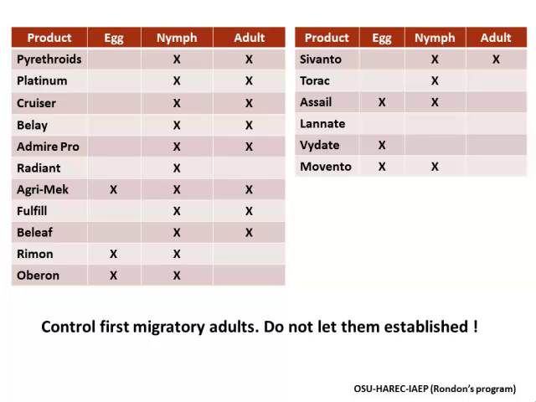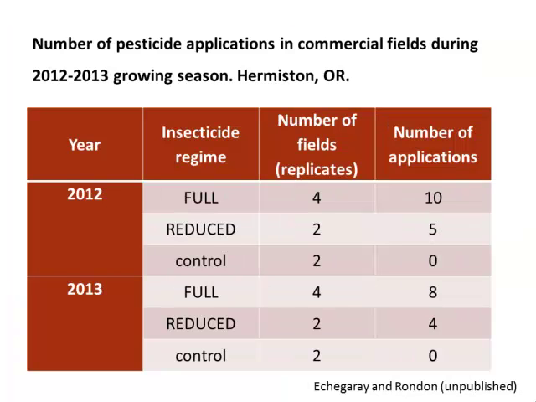This chart is basically a list of all those different products that growers are using in our area and how effective they are against each different stage of the potato psyllid. There's a lot of information about this, and there's not much time for me to talk about it, but if you are interested in knowing the results of our chemical trials, please give me your card or something, and I can share that information with you.